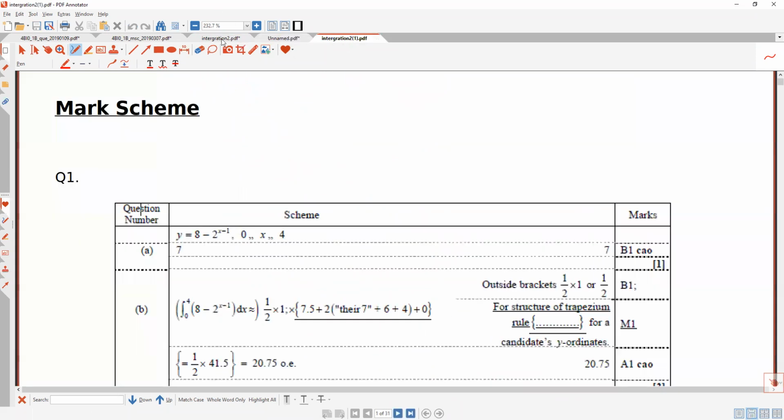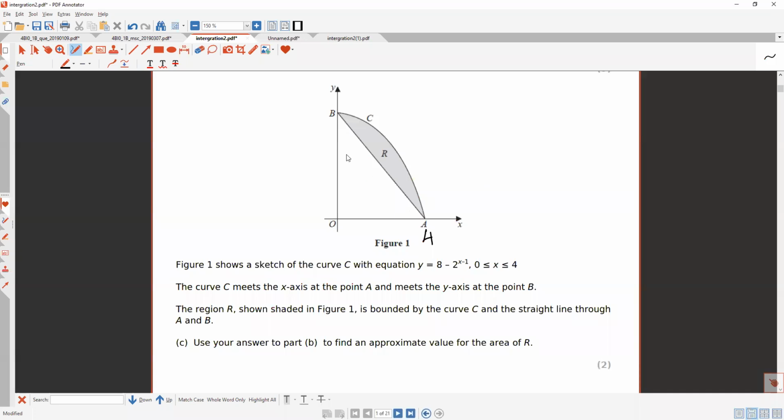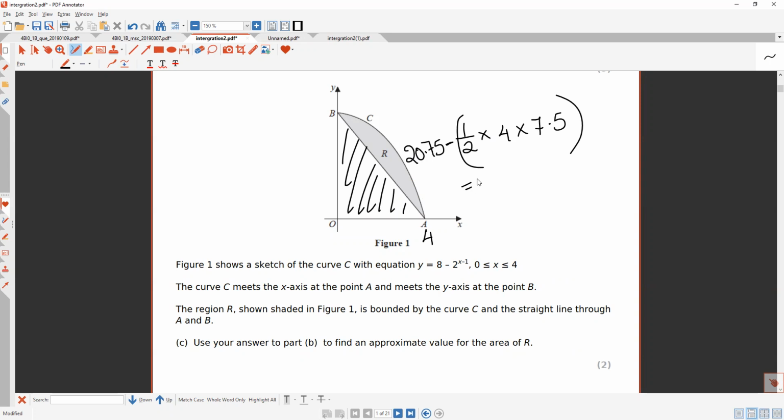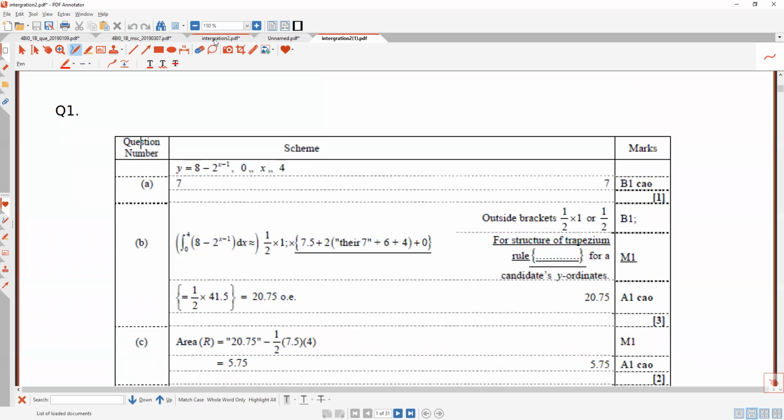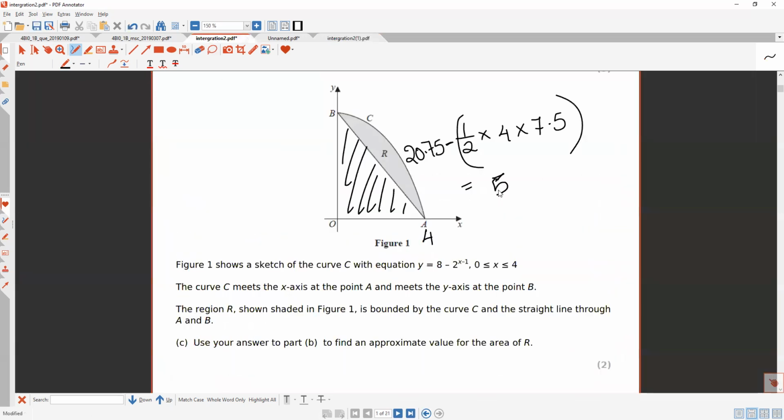So all you need is the area of the right angle triangle. What is it? Half, base, which is 4, height, which is 7.5. And you have to subtract it from 20.75. Check: 0.5 times 4 times 7.5 is 15. 20.75 minus 15 is 5.75. Check whether the answer is 5.75 or not. It is the perfect answer. All of you got how it is done?